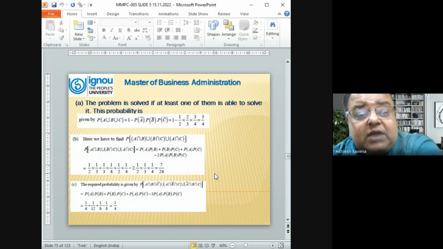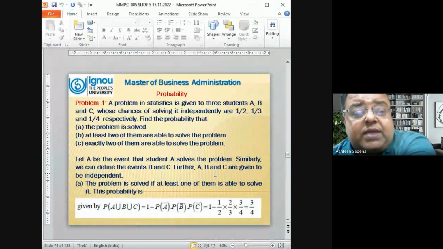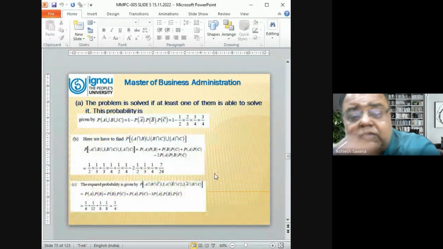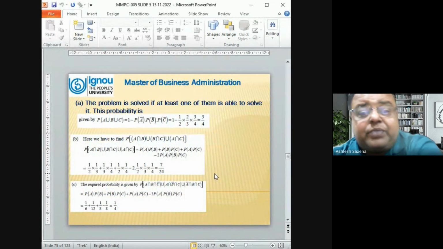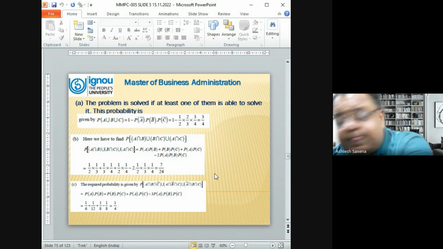And the third one, that means for the third problem, you have a formula, exactly two of them are able to solve the problem. That means you will be using the third formula for it. These are the standard results. I'm just showing the application for it.